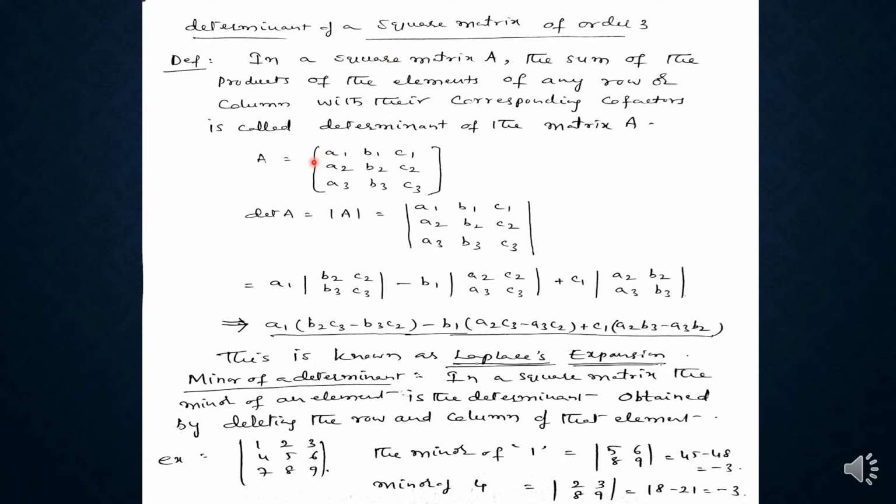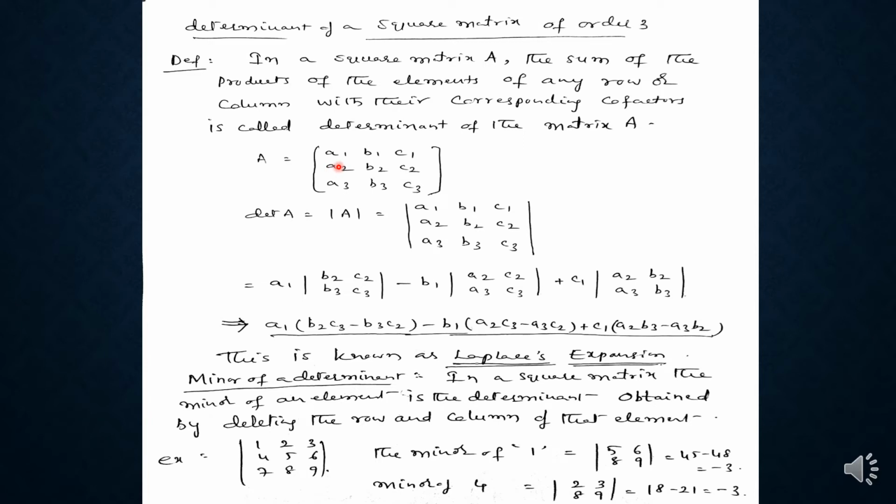So here, what is the determinant of A? While evaluating the determinant of the matrix, we can take any row or any column. We can evaluate the determinant by taking the first row or second row or third row or first column or second column or third column. We will get the same value, no difference. So what is the definition? Once again, see this. In a square matrix A, the sum of the products of the elements of any row or column with their corresponding cofactors is called the determinant of the matrix A.